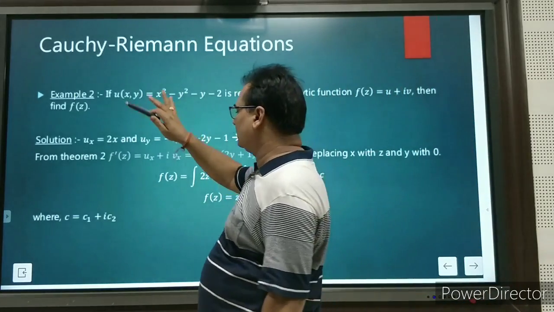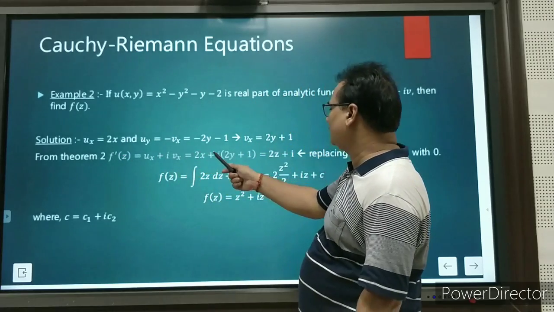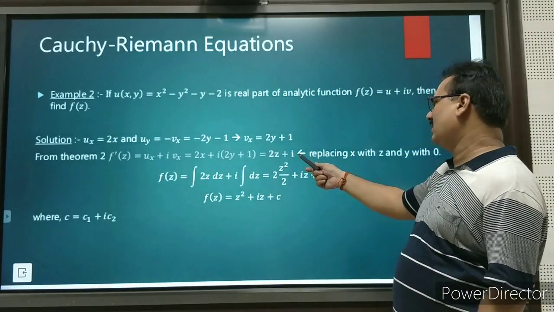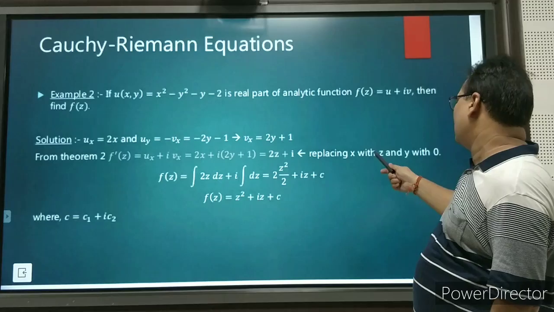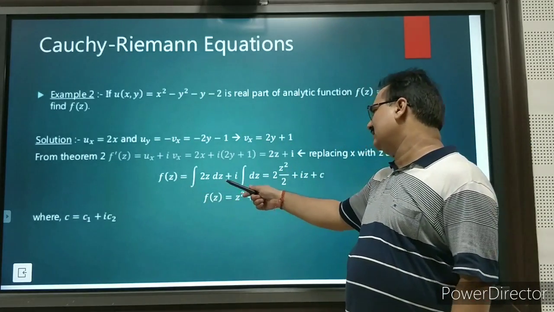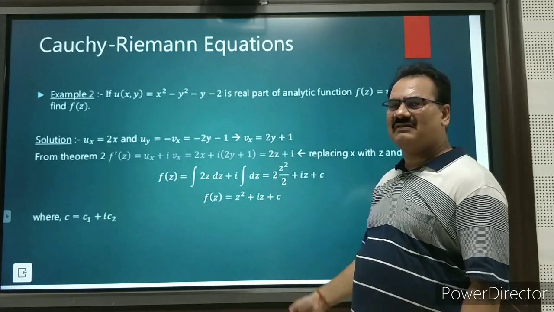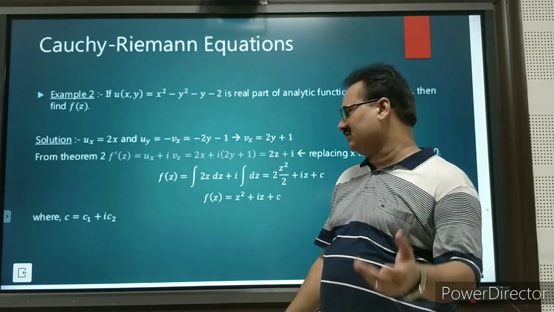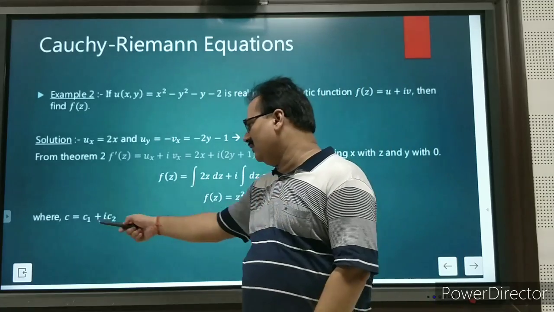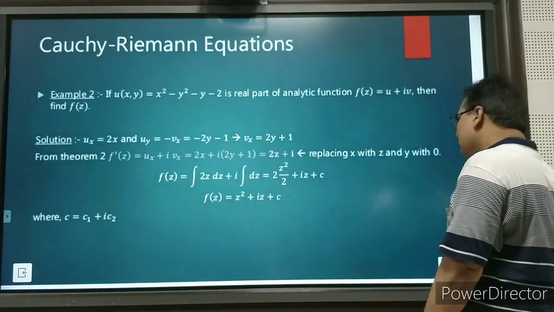Now from the result discussed, you can write f'(z) equals v_y plus i v_x, and this you will get as 2z plus i, that is, replacing x with z and y with 0. So f(z), after integration, you will get z squared plus iz plus c. Here c is a constant, a combination of constants, where c equals c1 plus i c2. So this is the constant.